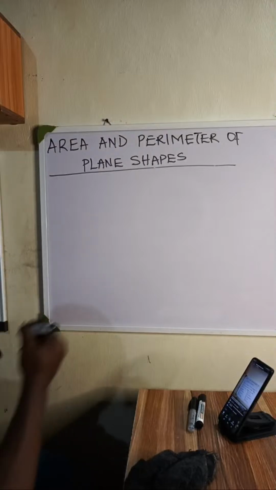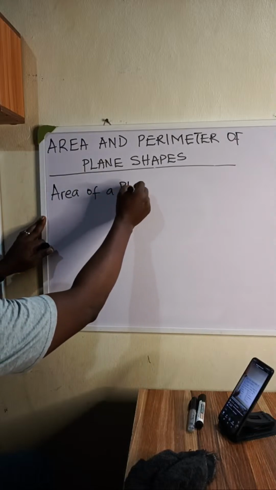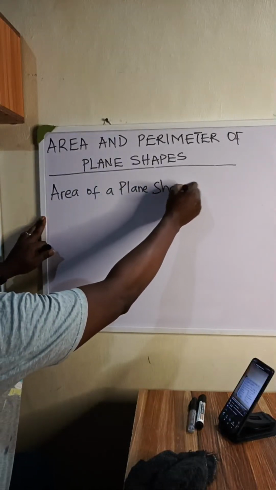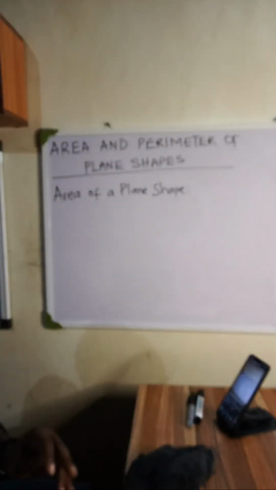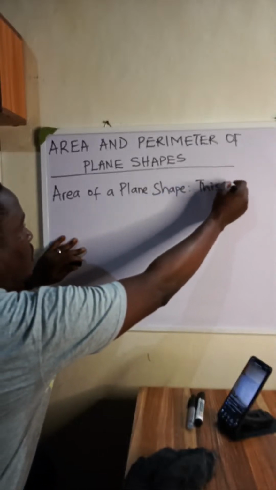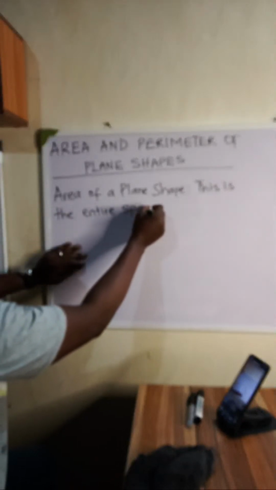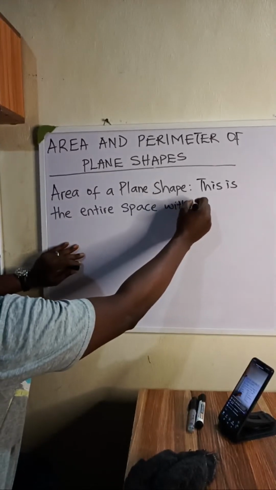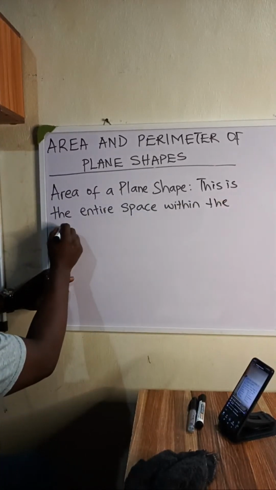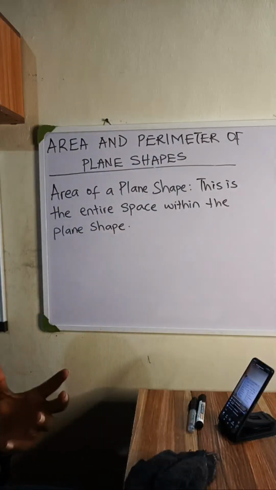So next is, what is the area of a plane shape? Whenever you are told to calculate the area of a plane shape, you are simply told to find the total space within the plane shape.